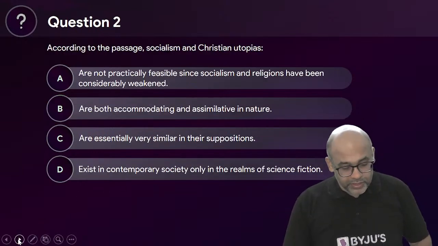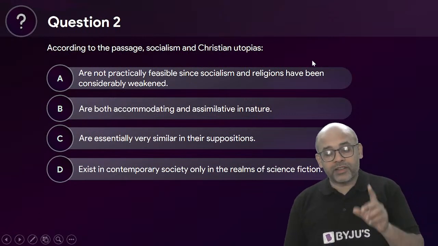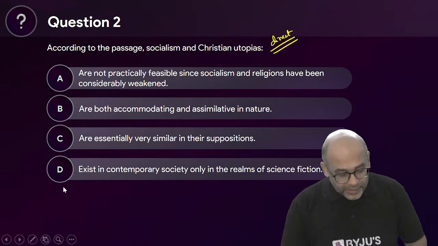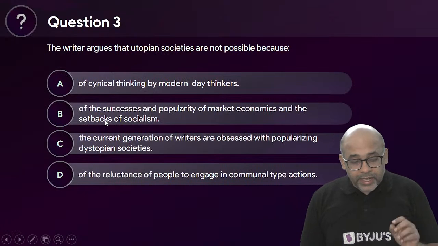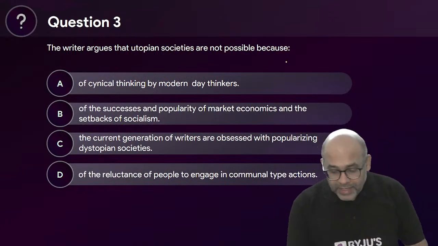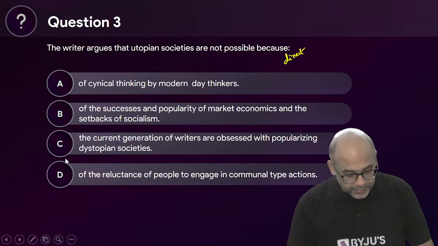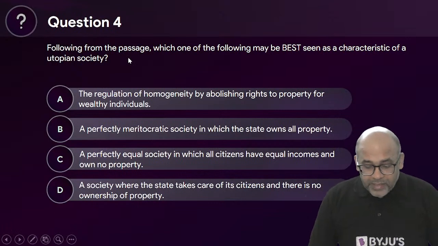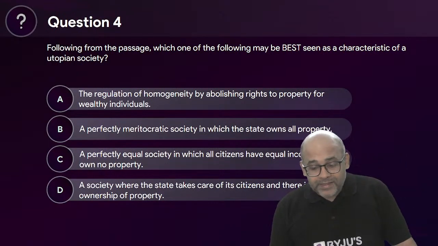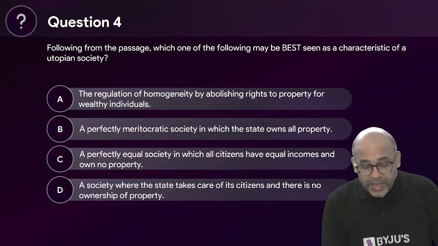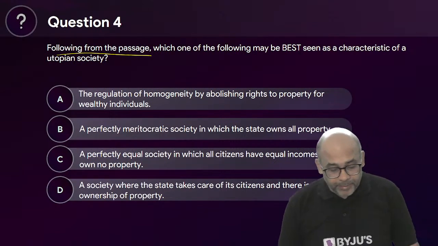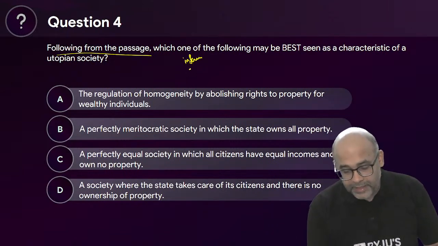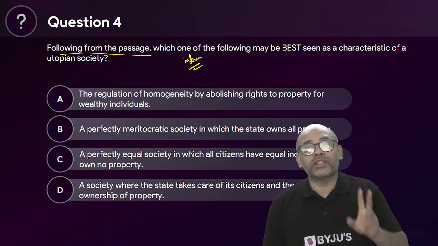Next, let's move on to the other question. According to the passage, socialism and Christian utopias. This is direct. Next question: the writer argues that utopian societies are not possible because, again, direct. So you have 2 direct and one inference. Next, following from the passage, which one of the following may be best seen as a characteristic of utopian society? So this is kind of inference, I guess. It's not really direct. So you have 2 direct questions and 2 inference questions.